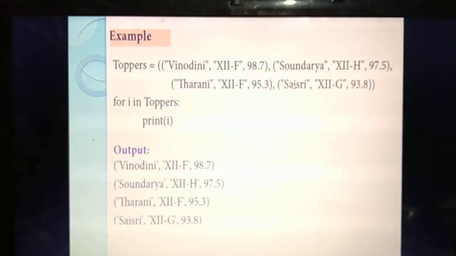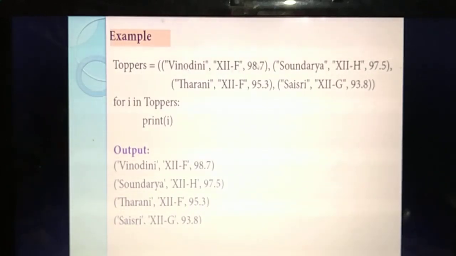In the program, how will it consider? You have studied, each tuple it will consider as one element. For example, in the first tuple 3 elements are there: Vinodini, 12F, 98.7. But if you give this nested tuple, it will consider all the 3 elements as one element, the first element. If you give an index, it will take the full first tuple as index 0, the second tuple as index 1, the third tuple as index 2, and the fourth one as 3. Understand? Any number of tuples you can define inside one tuple, but it will consider each tuple as one element.